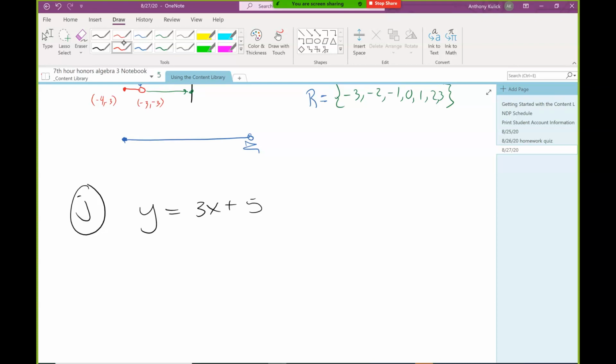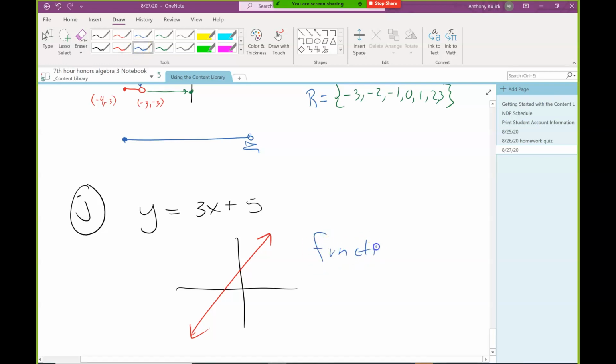Is this a function? Translate it to a graph. What's the graph look like? It's just this, right? Doesn't even matter if you have like the slope or the points or anything really close. All you need to know is it's a non-vertical line, right? So that's a function. And we know that just by looking at it because it's in y equals mx plus b form, right? What's the domain going to be? Good. And the range? The same thing.